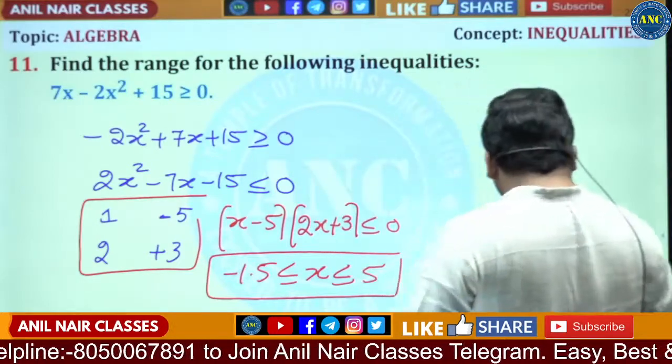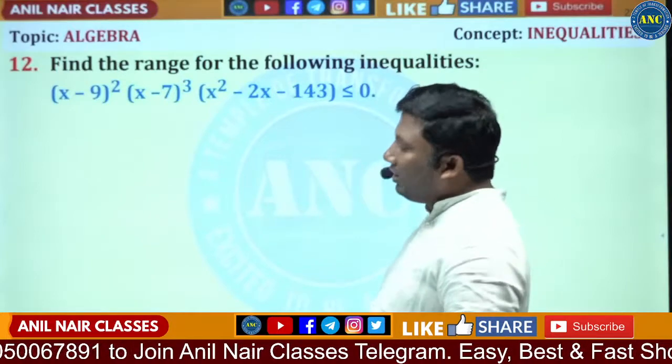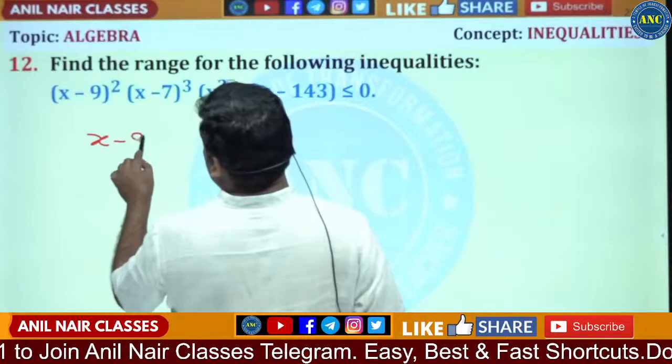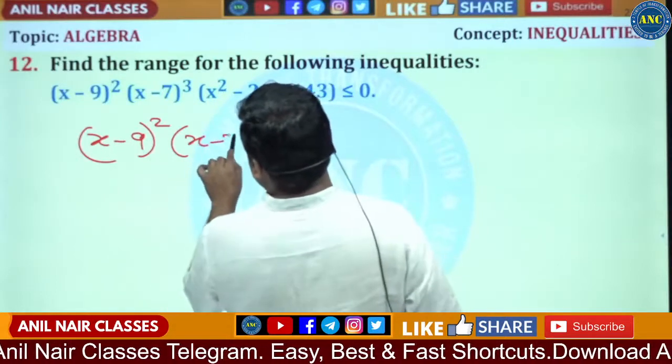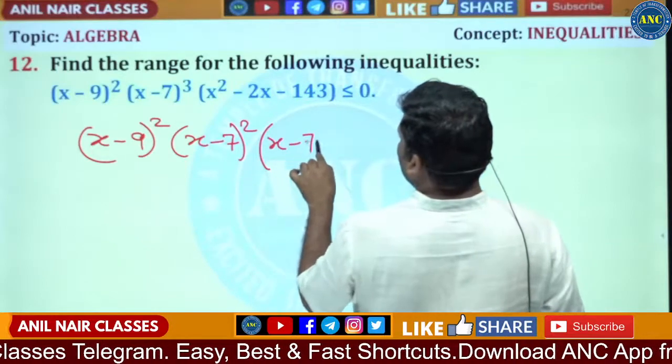11th question. More and more practice questions you solve, more and more confidence you will feel. This will be x minus 9 whole square, x minus 7 whole square. Remaining it is x minus 7.